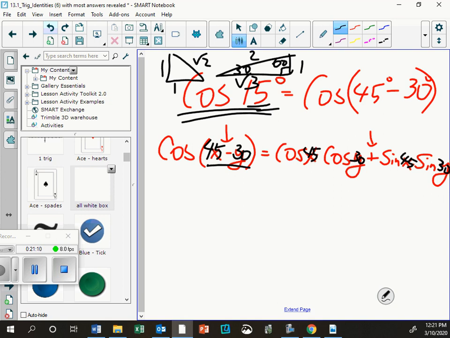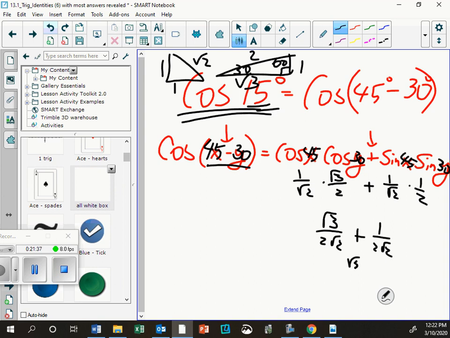Cosine of 45 is 1 over root 2. Cosine of 30, cosine is root 3 over 2. Plus, sine of 45 is opposite over hypotenuse, 1 over root 2. Times sine of 30, 1/2. And this time it's just the square root of 3 over 2 root 2 plus 1 over 2 root 2. And since they have a common denominator, and they always will, square root of 3 plus 1 over 2 root 2. And that's very similar to our answer from last time.